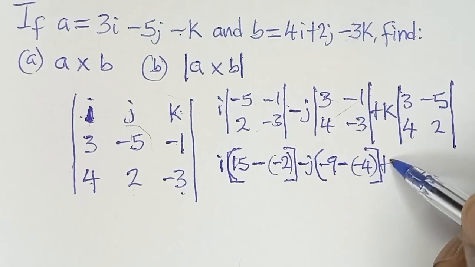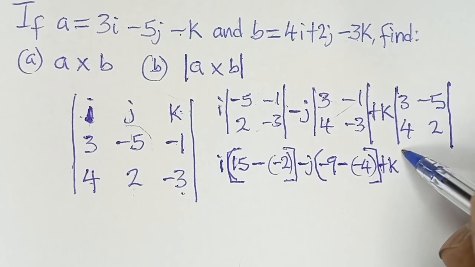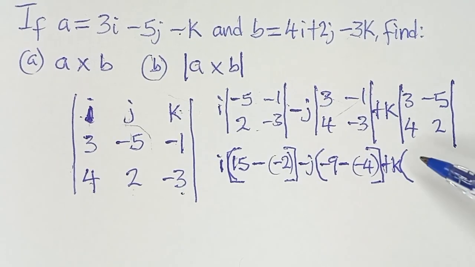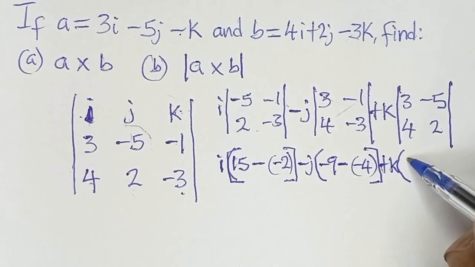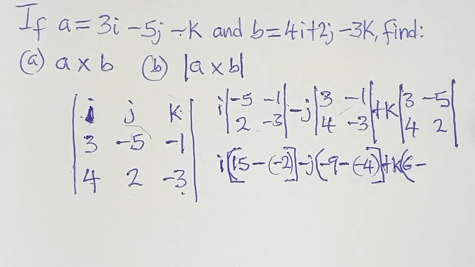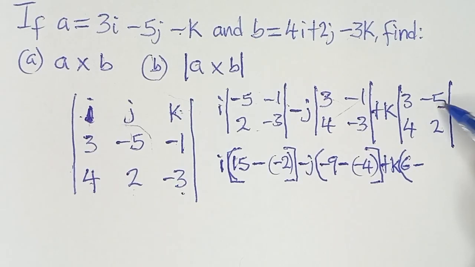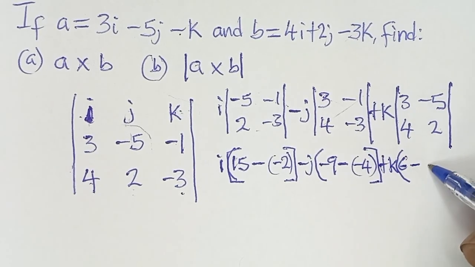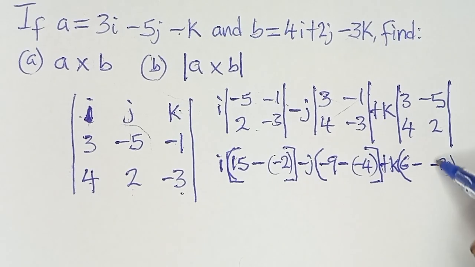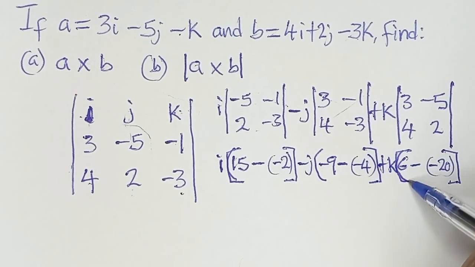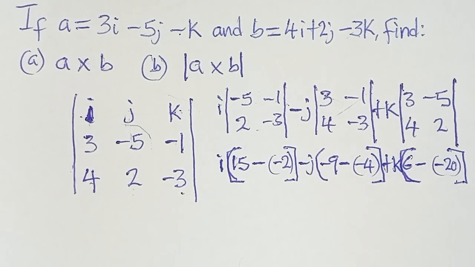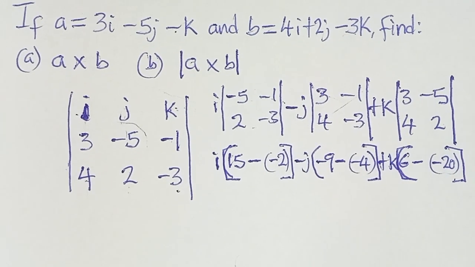And then I say plus k, which is the last one. And then what do I have there? I have 2 multiplied by 3, which is 6, minus 4 multiplied by negative 5, which is minus 20. And so I have them like this. So let's continue from there now.